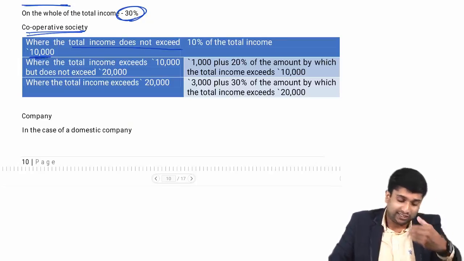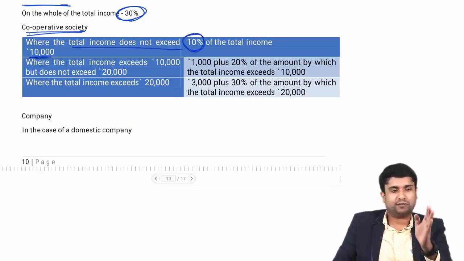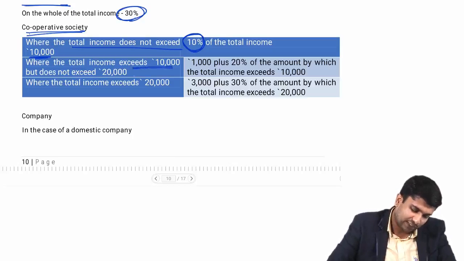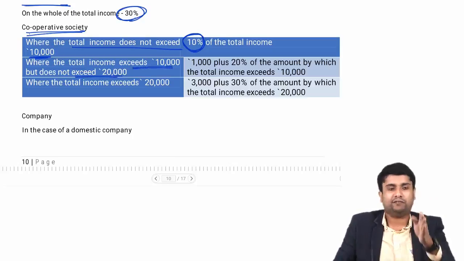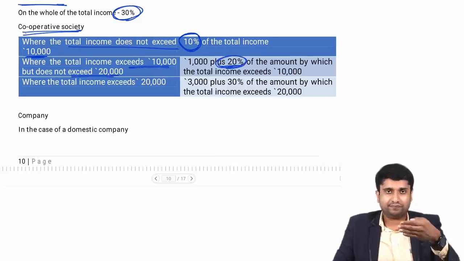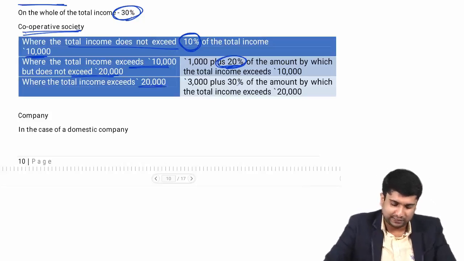Then from 0 to 10,000, your slab rate is 10%. From 0 to 10,000, rate of tax 10%. Then if your total income is more than 10,000 but does not exceed 20,000, from 10,000 to 20,000, it is 20%. Again, it's a slab rate. And if your total income exceeds 20,000, it is 30%. Again, I'll give you one example.